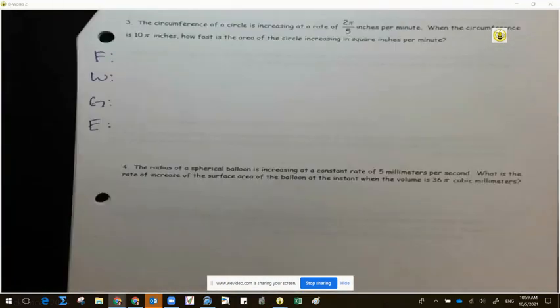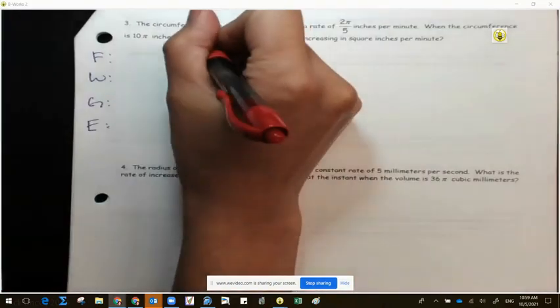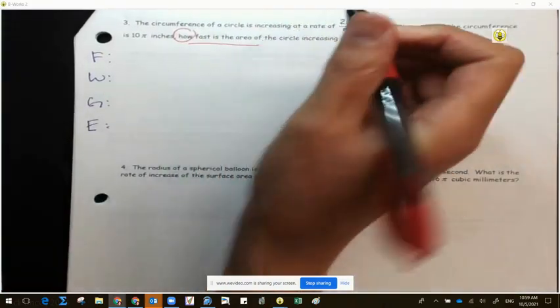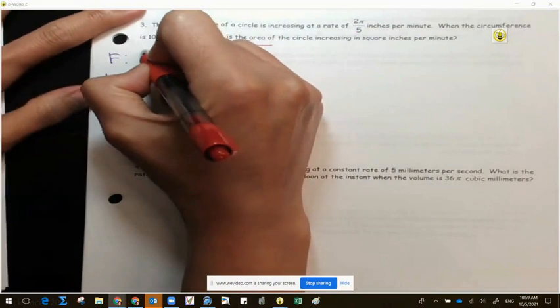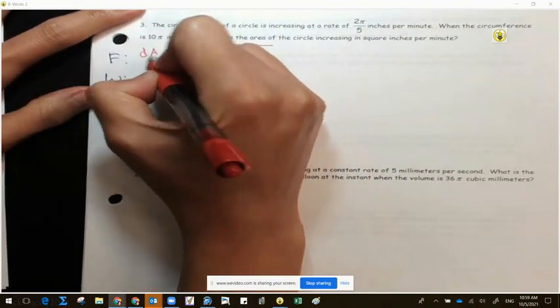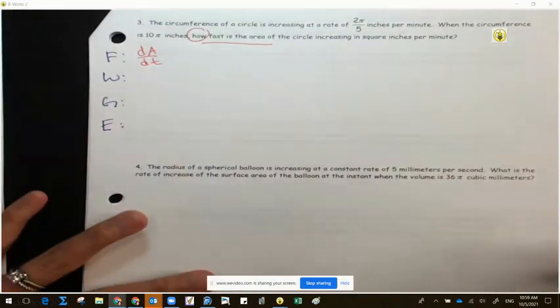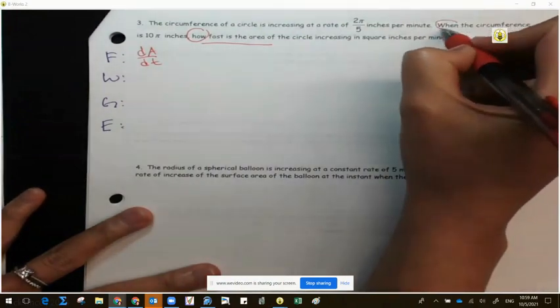All right. What word is going to help us with the word find? When? Do I see it? How about this? How fast is the area? So we know dA over dt. And then let's go look for the word when. Here's our when.